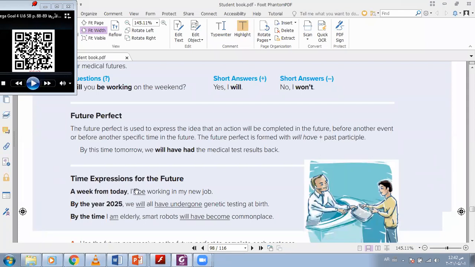لذلك هو جايب لي تحت التايم اكسبريشنز فور ذا فيوتشر اللي هي المعبرات الزمنيه الخاصه بالمستقبل. طبعا عندنا ان انا اقول كده a week from today اسبوع من الان، يبقى هو بيتكلم عن شيء مستمر فيقول I will be working in my new job. انما لما استخدم باي في المثالين الاخر، باي ذا يير كذا وباي ذا تايم، هنلاحظ ان هو استخدم الفيوتشر بيرفكت، المستقبل التام، اهي ويل هاف والباست بارتيسيبل. وفي الجمله الاخيره نفس الطريقه، ويل هاف والباست بارتيسيبل.